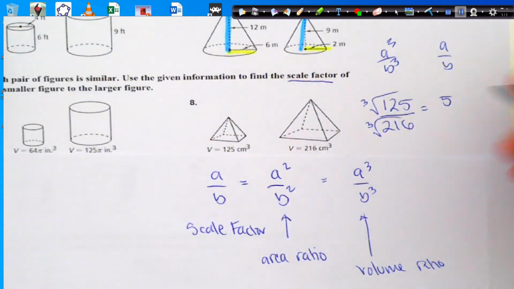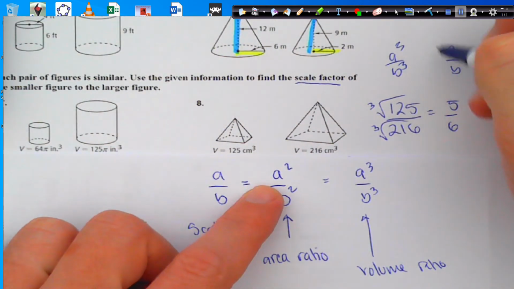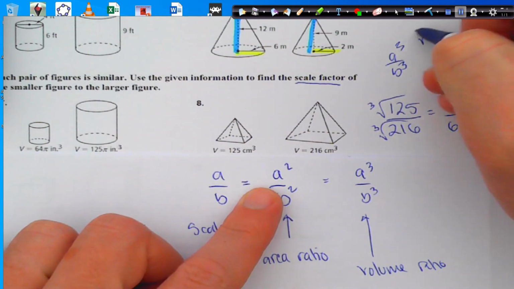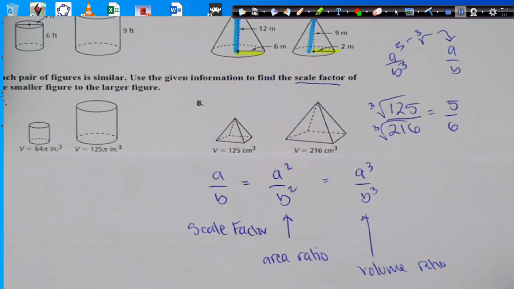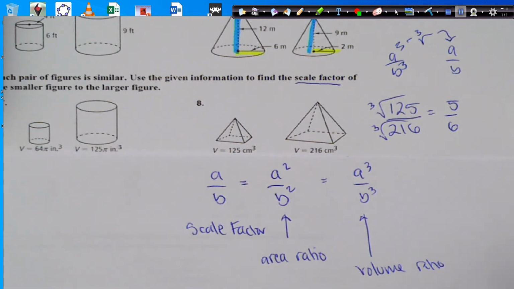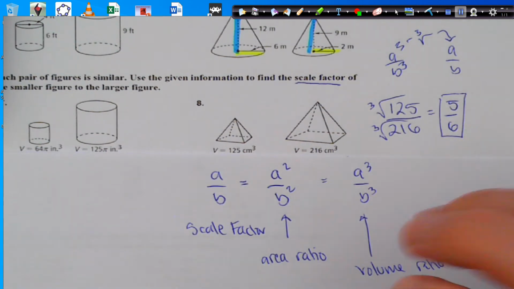We get 6. So we cube root to go from here to here, basically. Okay, so 5 over 6. So my answer is, what is the scale factor of the smaller to the larger? So I put the smaller on top, the larger on the bottom, and we get this guy right here, 5 over 6.